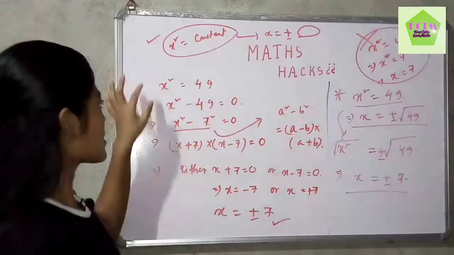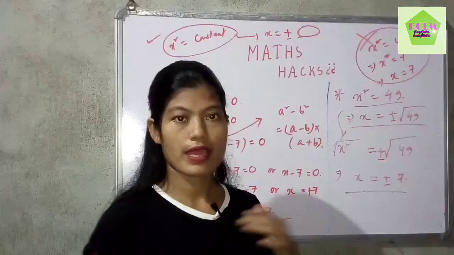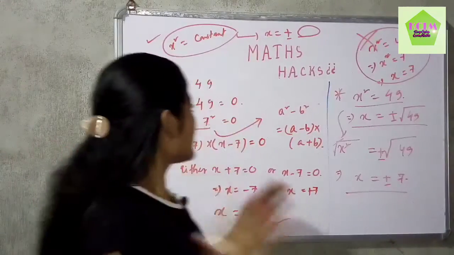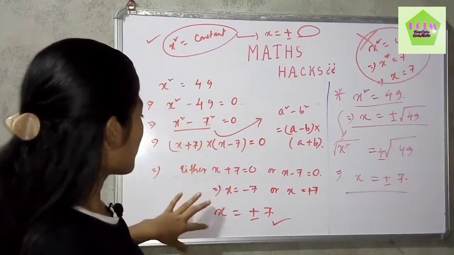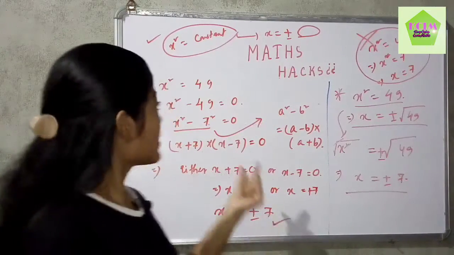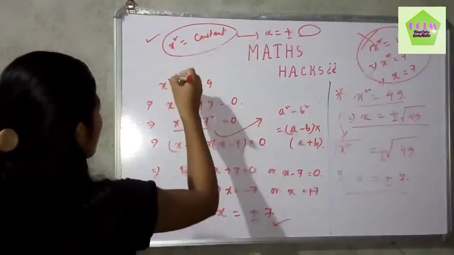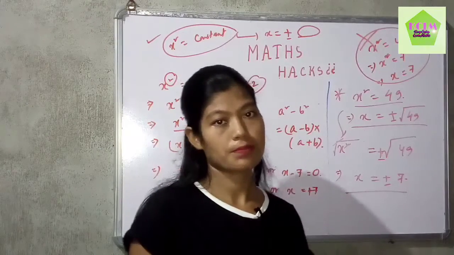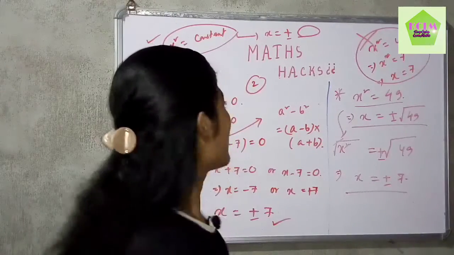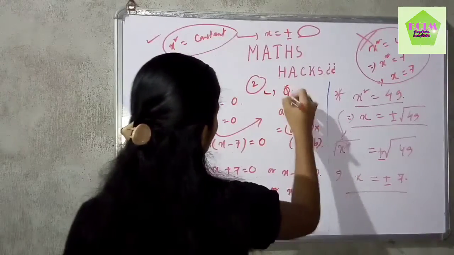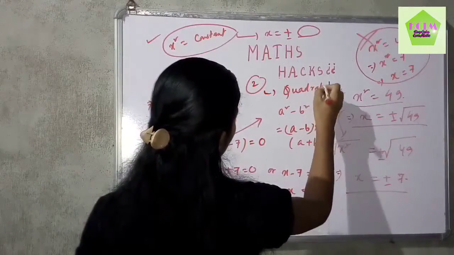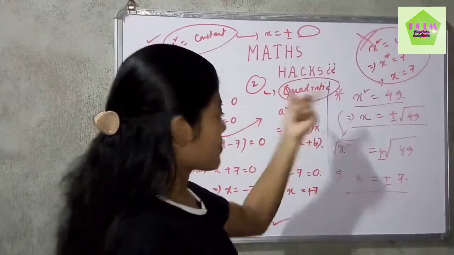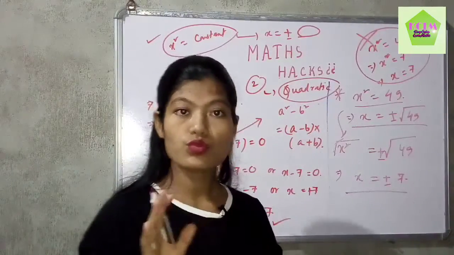So whenever it is given as x square equal 121, x square equal 49, x square equal 25, or so on, then the value will be plus or minus something. Since the power here is 2, and we all know that if the power of a variable is 2, then this is called a quadratic equation. If the power is 2, it is called quadratic. And from the name, a quadratic equation has two solutions.